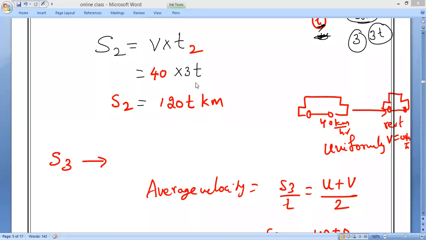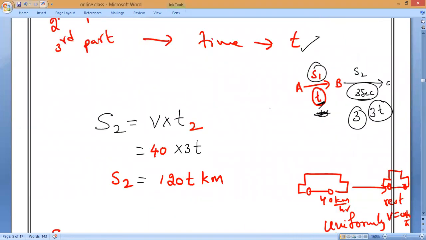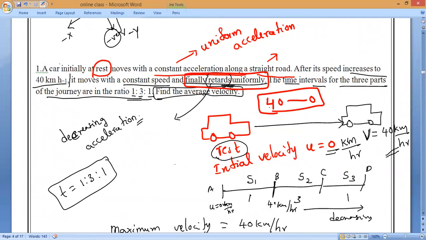Sir, how are you multiplying? It is moving constant, correct, Harish? Read the question. What did they mention in the second one? It moves with what, Harish? Constant speed.